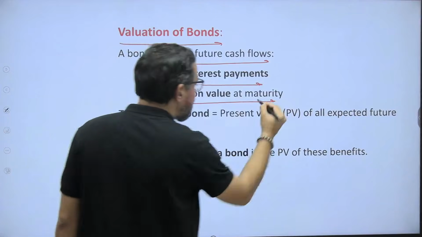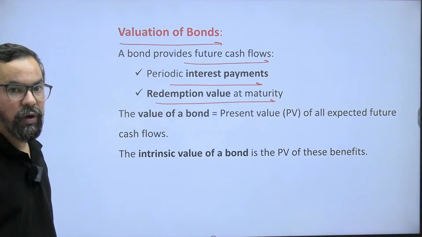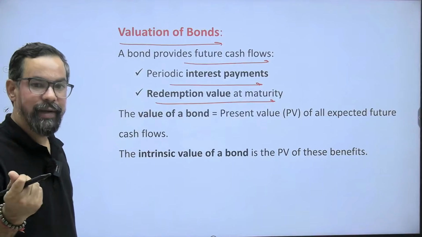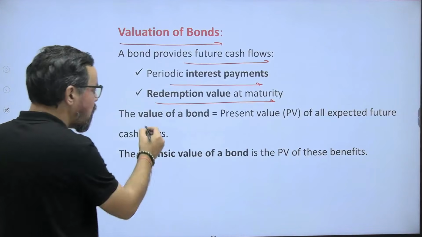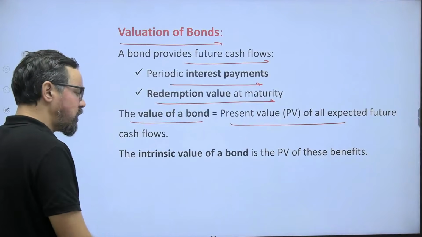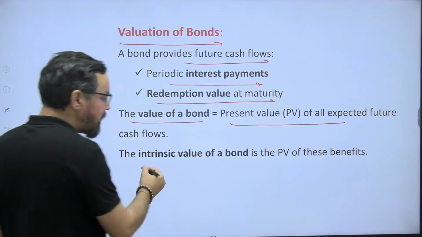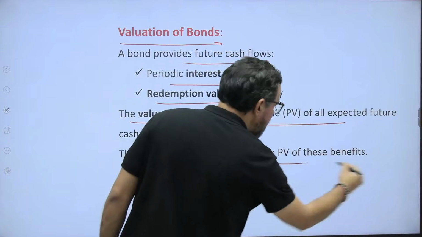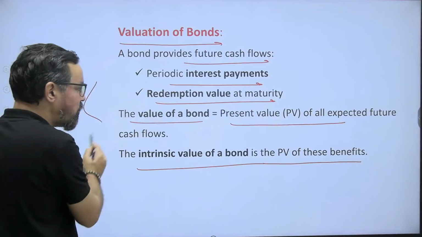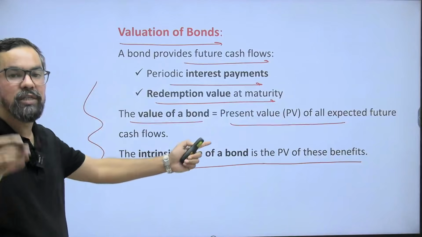And we have redemption value at maturity, which is par value or face value. The value of a bond is equal to the present value of all expected future cash flows. The intrinsic value of a bond is the present value of all these benefits. So the value of a bond is the present value of all expected future inflows.